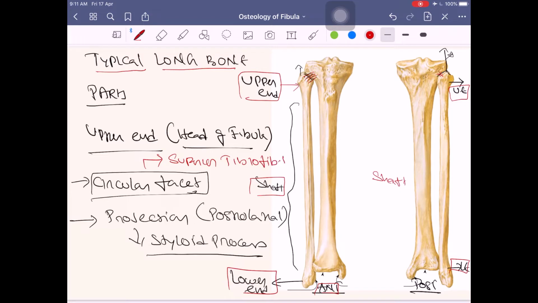Tibio-fibular joint. Other than the circular facet, it has a projection which is coming from here, you can see in this part where the arrow is shown, from the posterior and lateral aspect of it, because there is a posterior view and there is a lateral. So from the posterolateral aspect of your upper end of the fibula, you will see a bony projection coming up. Now this bony projection is called the apex or styloid process of the fibula. So these are the two features we notice to identify the upper end of the fibula.